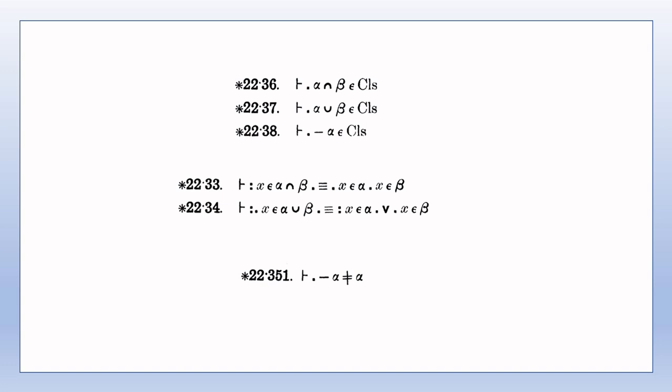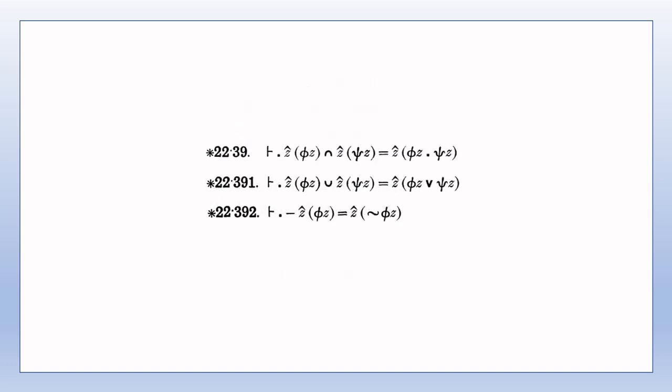Propositions 22.39 and 22.391 show respectively that the class that is the logical sum, respectively logical product, of two classes, which are determined by the functions phi and psi, is determined by the logical sum, respectively logical product, of the functions phi and psi. 22.392 shows that the negation of a class determined by the function phi is itself determined by the negation of the function, that is, by the function not phi. I informally mentioned this in the previous video, but here it's made official.